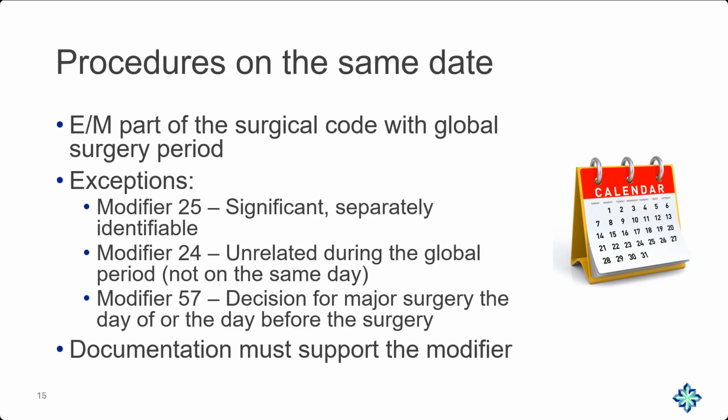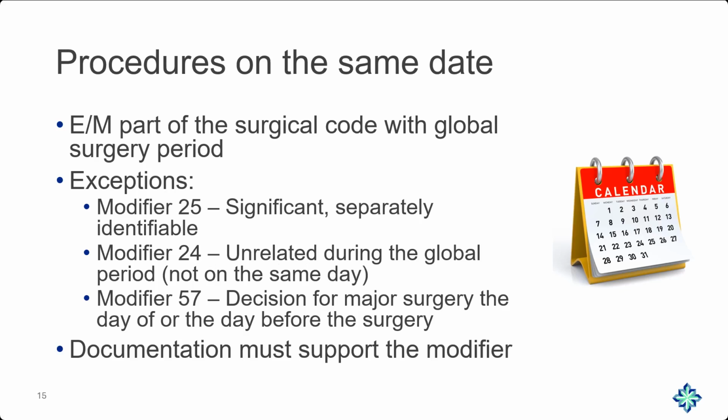So an example: you did a repair of a laceration with a global period of 10 or 90 days. The patient is now back with the possibility of COVID. So this is not related to that laceration repair that happened. That would be where you could apply that modifier 24.